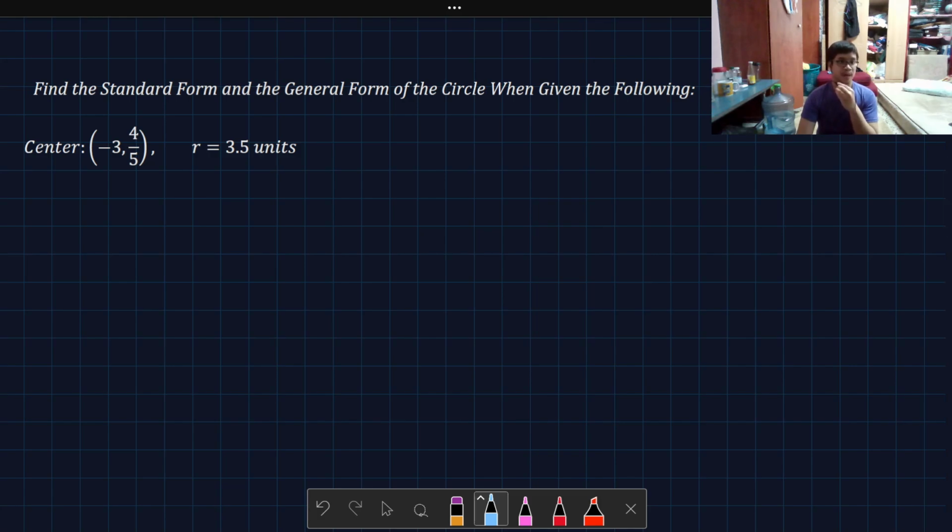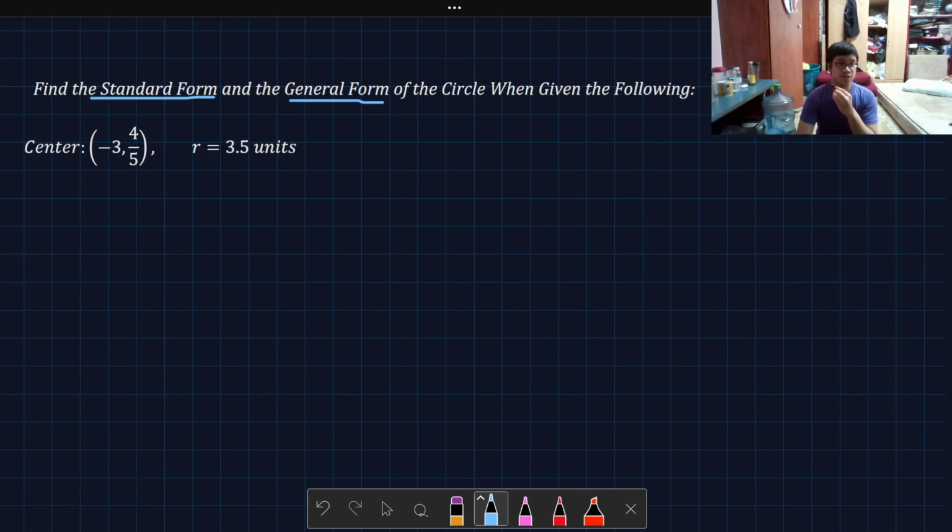So here again, look at the question carefully. Standard form and general form. So that means we're not only looking for the standard form, but also the general form. If you know how to find a general form, good for you. If not, I suggest you watch my previous videos before you proceed here. Anyway, let's proceed. So, of course, what to do?